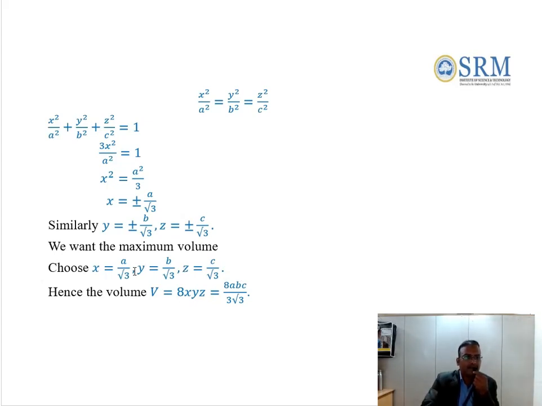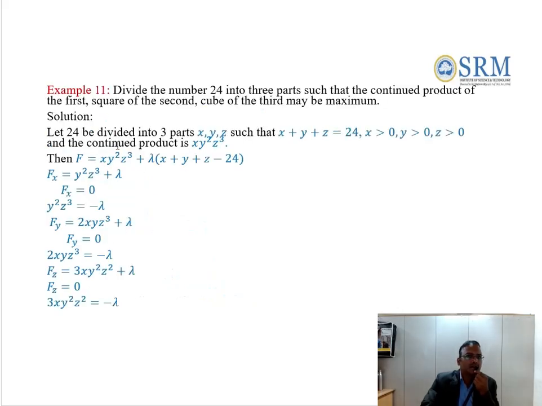To find the maximum volume, you take the positive value, because we are looking for the maximum volume. Hence x equals a by root 3, y equals b by root 3, and z equals c by root 3. Hence the volume 8xyz is 8abc upon 3 root 3. I hope it is clear. Then let us see the next example, which is similar to the above problem. Of course, it is easy. Just go through it; I'll skip this.